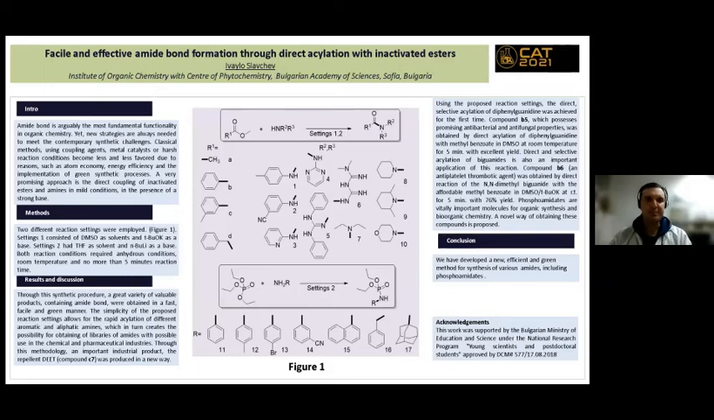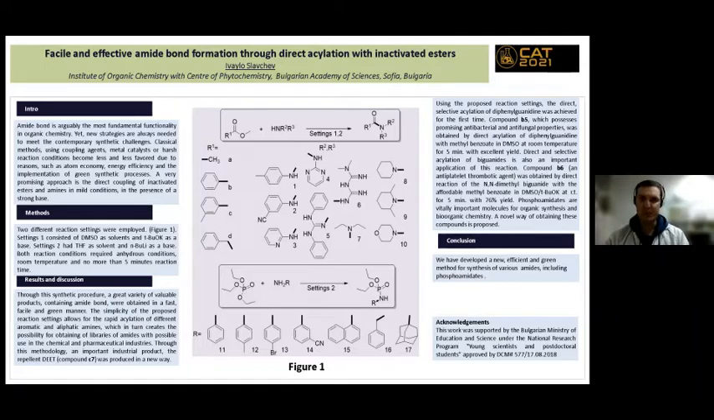The title of my presentation will be Facile and Effective Amide Bond Formation through Direct Acylation with Inactivated Esters. So briefly, the essence of our work concerns amide bond formation, one of the most important topics in organic synthesis. Decades of work have been dedicated to this problem, and many different synthetic approaches have been developed over the years.